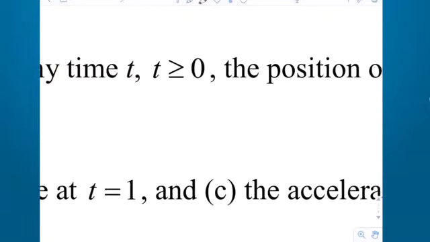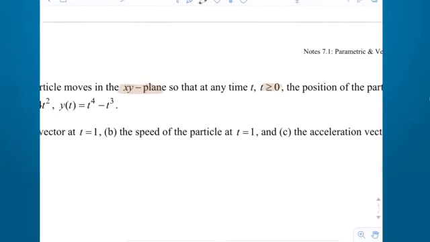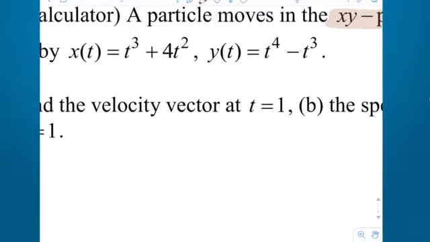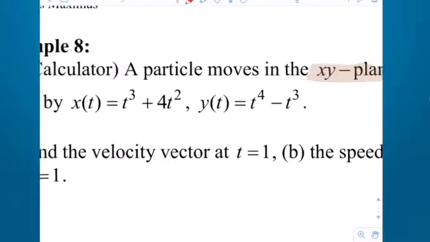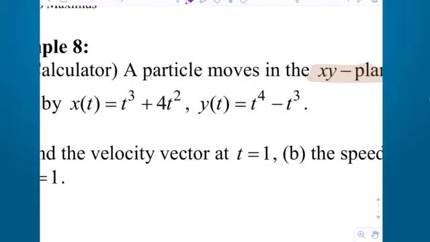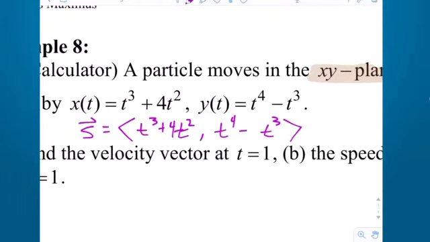So that any time t greater than or equal to 0, the position of the particle is given by those two coordinates. All right? So we can actually write, if we want to interpret it in vector style, we can create a position vector, call it S arrow, and it would be t cubed plus 4t, comma, t to the fourth minus t cubed. But we don't necessarily have to do that. We could think of it in the parametric realm, or we can think of it in this new vector realm. Really the same thing, just packaged differently.